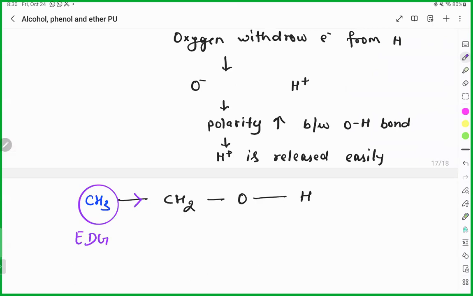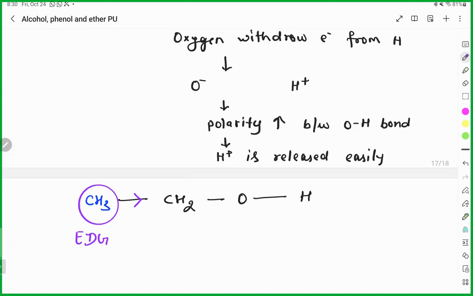Now, Chinmay, you tell me, if oxygen is getting electron from the electron donating group CH3, will it withdraw electron from the hydrogen? No, sir. It won't. Then the bond between the hydrogen and oxygen will remain the same. Can it easily release as positive ion in this case? No, sir, because the bond is the same, it is not releasing as positive ion. The bond will be stable, so there will be no release of hydrogen.